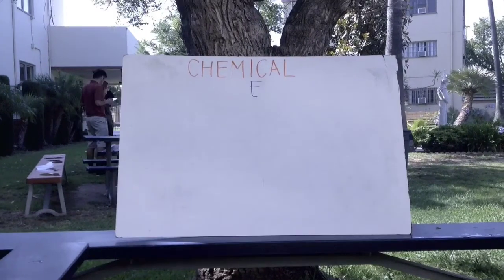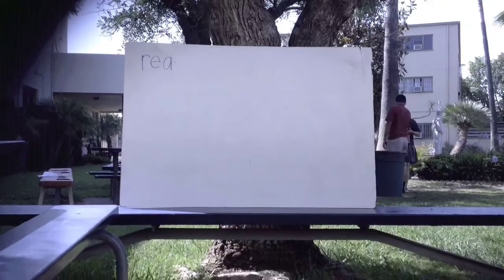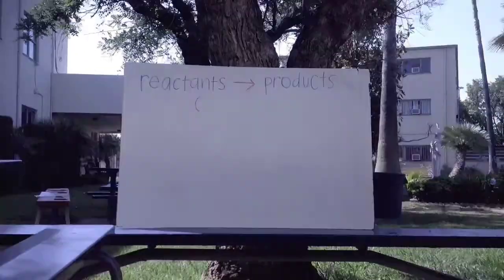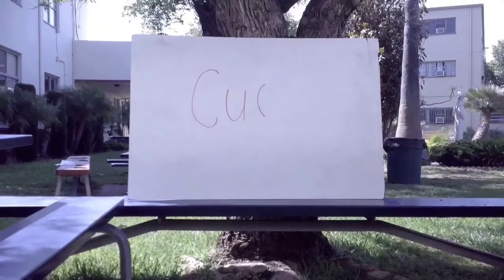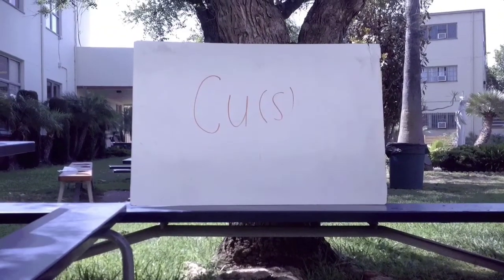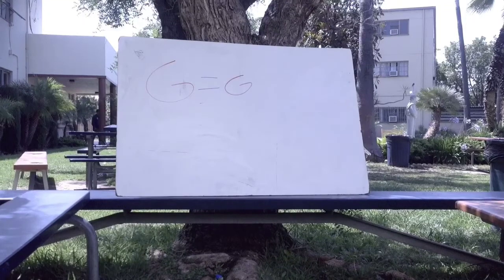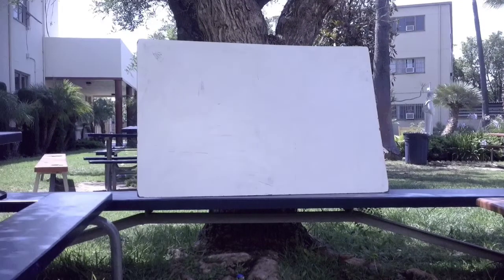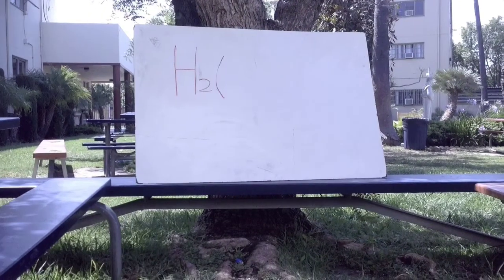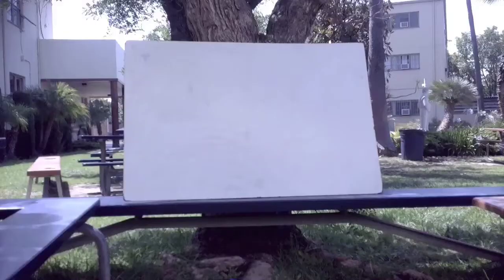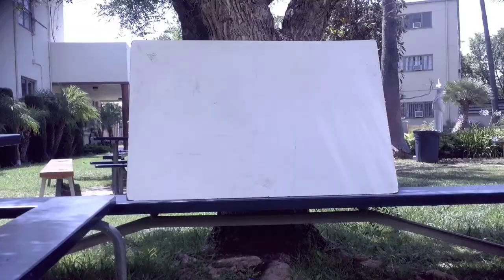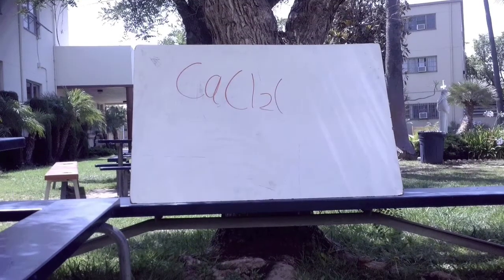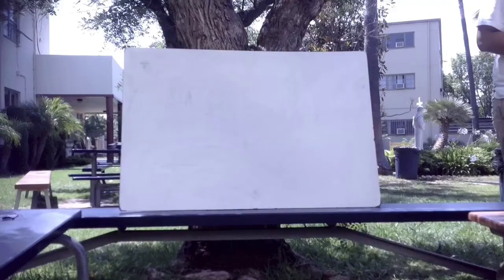Alright, so welcome to chemical equations. You're first going to start out with some reactants that'll later turn into products. These can range anywhere from a solid, such as copper solid, to a gas, such as hydrogen gas, even to something that is aqueous, such as calcium chloride aqueous. You can also have a liquid such as H2O, also known as water. Now, in case you're wondering what aqueous means, it basically means the chemical could be dissolved in water.